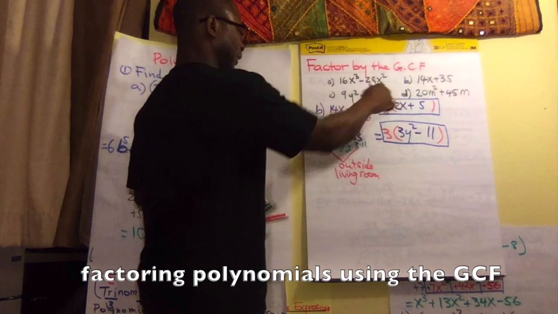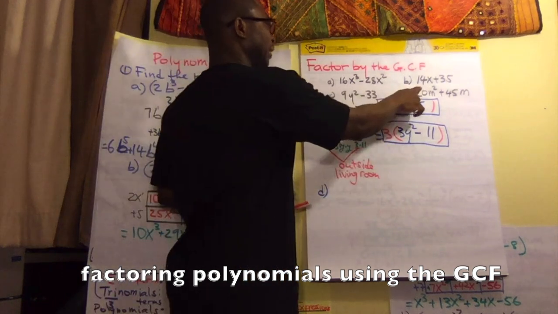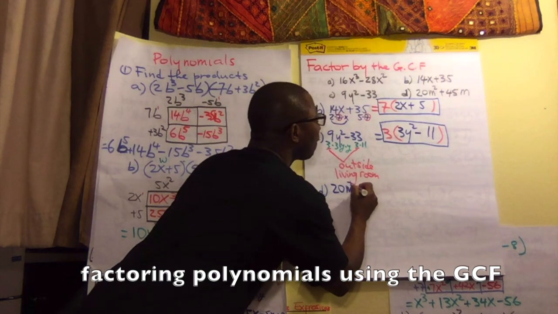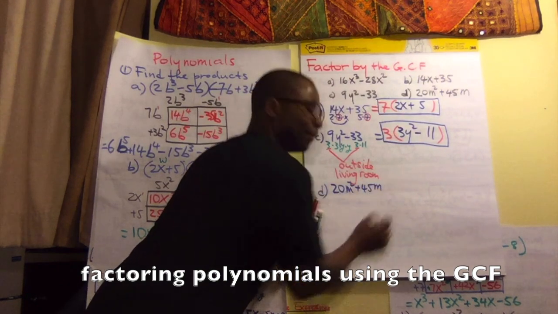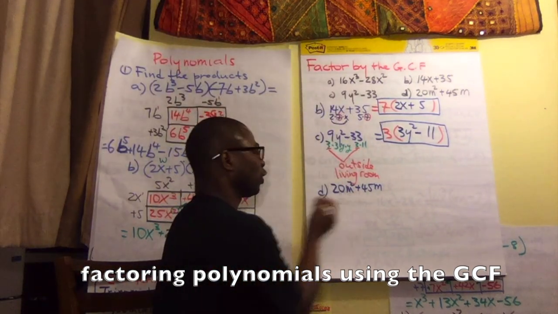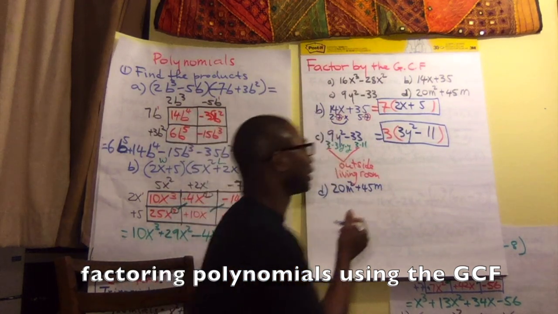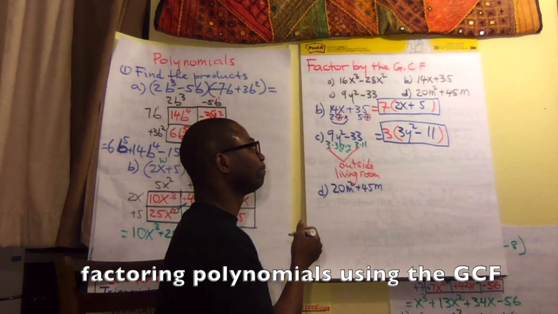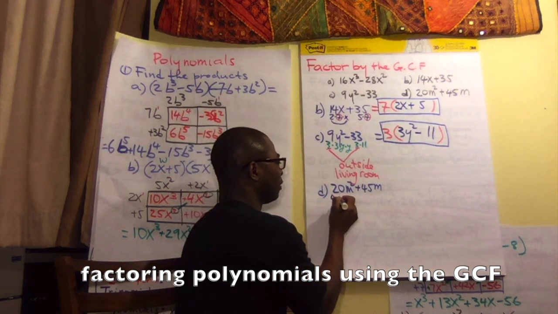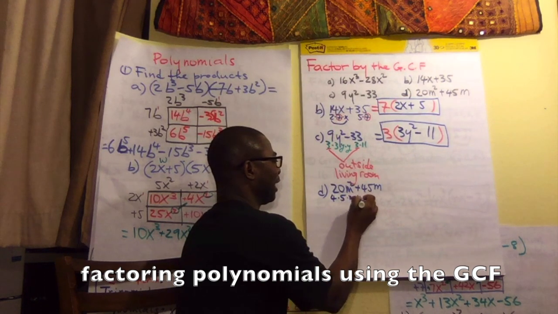Okay, one last one, D. Factor 20m squared plus 45m. Okay, I'm going to check. Okay, 20, we could break it down. 20 and 45. I know my multiplication, I could break it down quickly. 20, if I go down low, they have 4 in common. 4 times 5 times m times m.